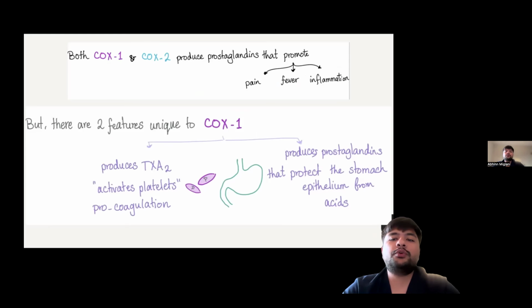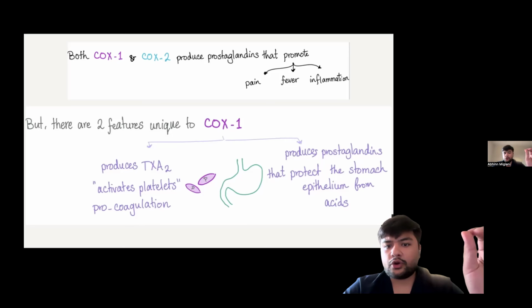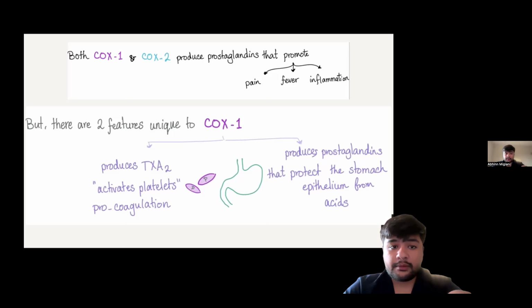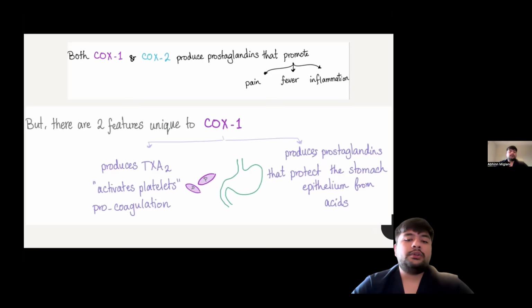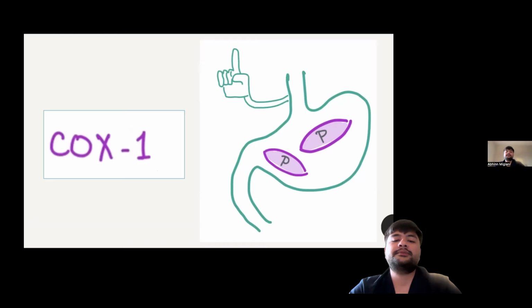Both COX-1 and COX-2 produce prostaglandins that cause pain, fever, and inflammation. So the basic ideology behind all this was that we have to prevent either COX-1, COX-2, or both of them, to reduce the pain, fever, and inflammation. The features unique to COX-1 include that it produces thromboxane A2, which activates platelets and causes procoagulation, that is, it promotes coagulation. It also produces the prostaglandins that protect the stomach epithelium from acids.